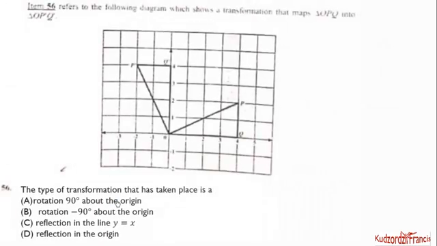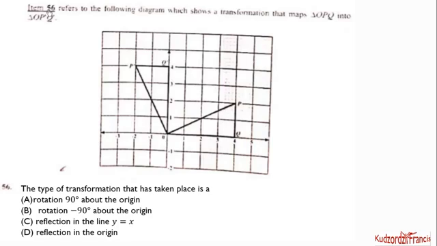Now let's look at item 56. It refers to the following diagram, which shows a transformation that maps triangle POQ into triangle OP prime Q prime. Now we want to find the type of transformation that has taken place. To do that, we examine the coordinates.